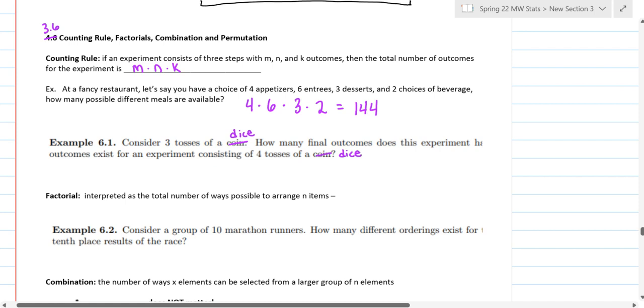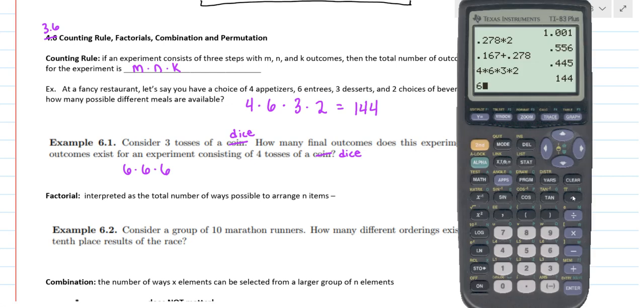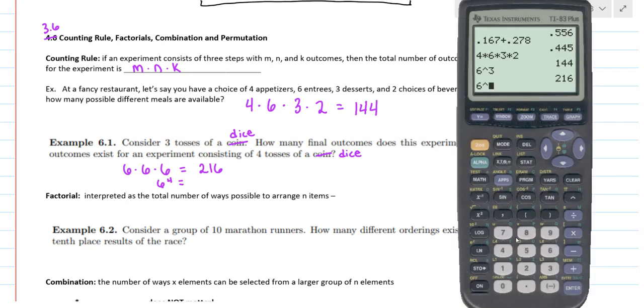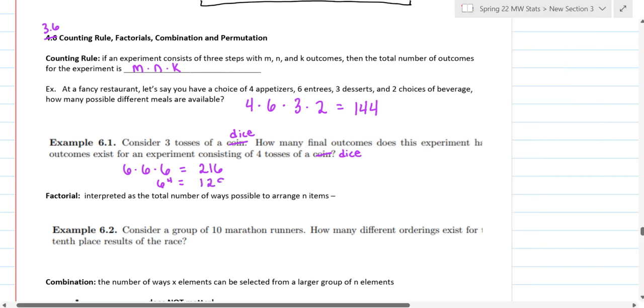Okay, so you have 6 possible outcomes in a dice. So 6 times 6 times 6, 3 different times, would be just 6 to the 3rd. So 216. If I did that 4 times, it's 6 to the 4th. Okay, so the total number of outcomes raised to the total number of experiments. So that's going to give us 1,296.